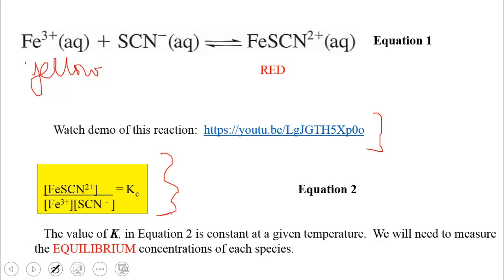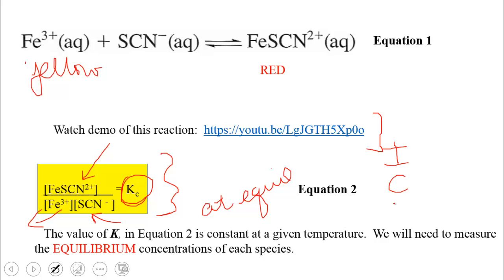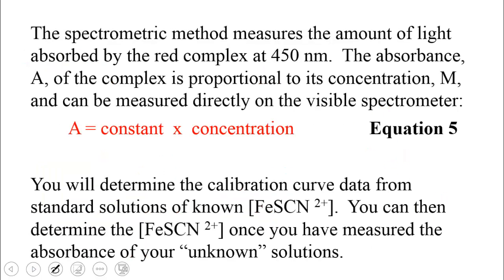In order to determine this actual value, we will need to determine each of these concentrations at equilibrium. We can know what their initial concentration is, and we can figure out the change, but our big thing is figuring out the equilibrium concentrations so that we can measure Kc.